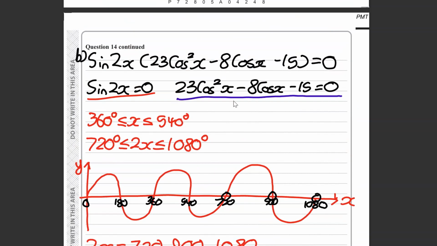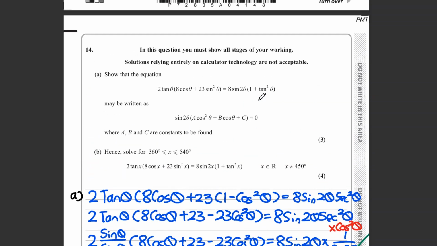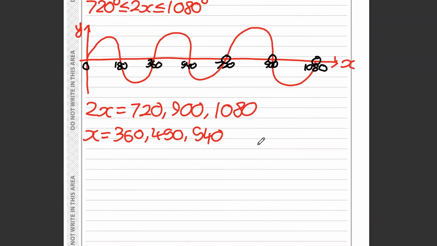However, we're told in the question that x cannot be equal to 450 degrees. The reason for this is because we have tan x here, and tan of 450 degrees is undefined. It goes to infinity. So as x cannot be equal to 450, x is equal to two values, which are 360 and 540.